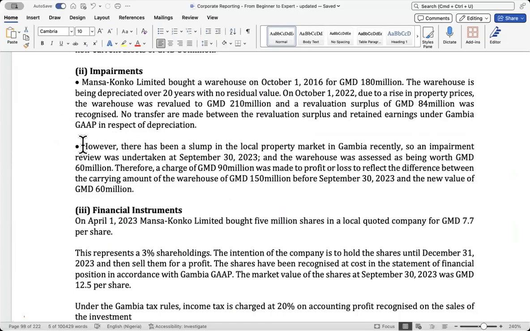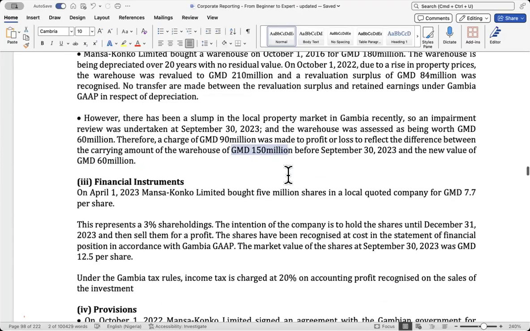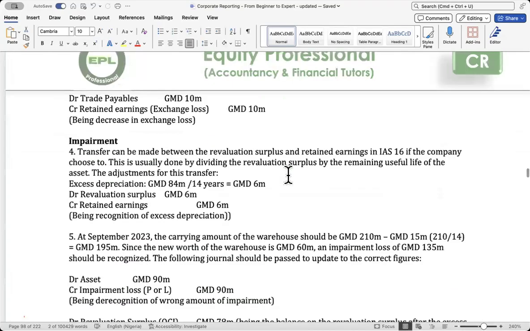So they now said, however, so now this guy recognized, they said the value of the asset is now 60 million. So he recognized 90 million to P&L, which is the difference between the carrying amount and 60 million. So how did they get this 150 million? See, I tried to check it over and over again. I could not easily determine how they got it. So I did mine.